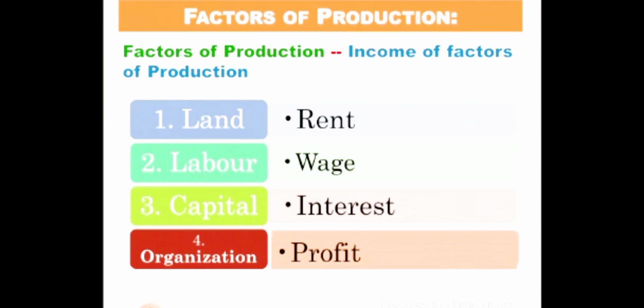The owner of the land gets rent, the owner of the labor gets wage, the owner of the capital gets interest, and the owner of the organization gets profit.